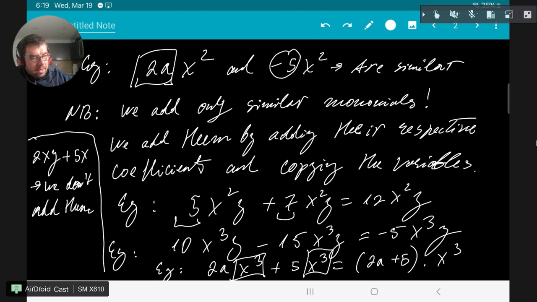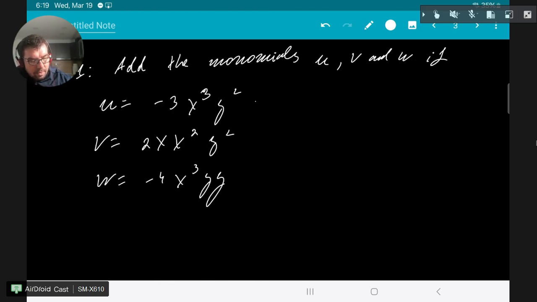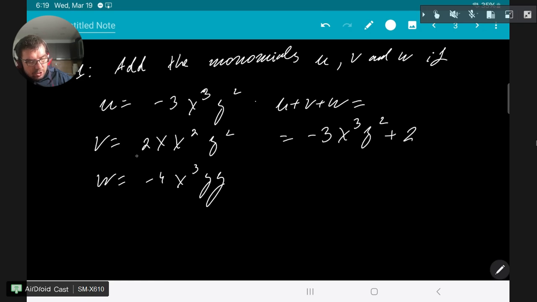All right, now we'll see the exercises. Add the monomials u, v, and w. All right, so u plus v plus w will be minus 3x to the power of 3y to the power of 2 plus 2. Now this one is not in standard form. To make it in standard form, I just multiply x times x squared.